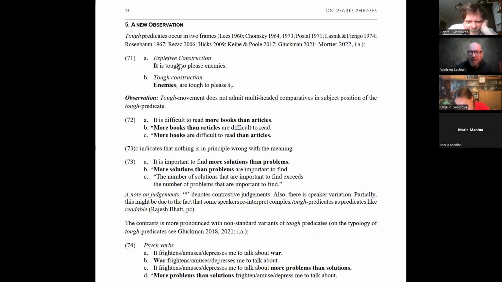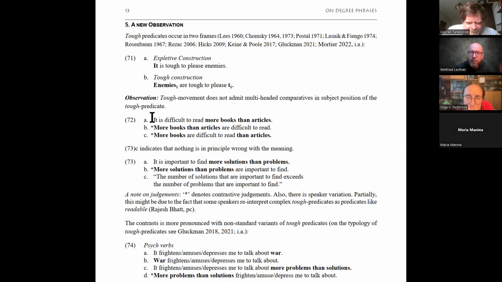We all know the expletive tough construction, which has two variants, like in 71. It is tough to please enemies, or enemies are tough to please. They approximately mean the same, not really, but more or less. Now, look what happens if we take a multi-headed comparative and embed it, like in 72A, into a tough construction. In the expletive construction, everything is fine.